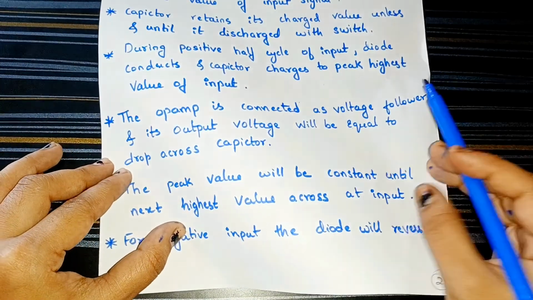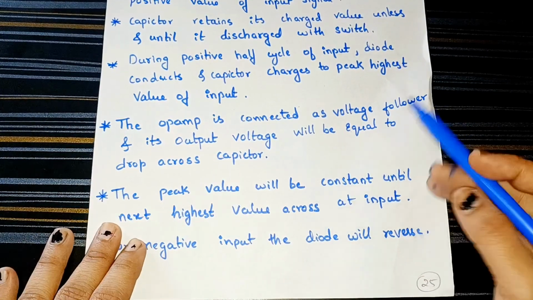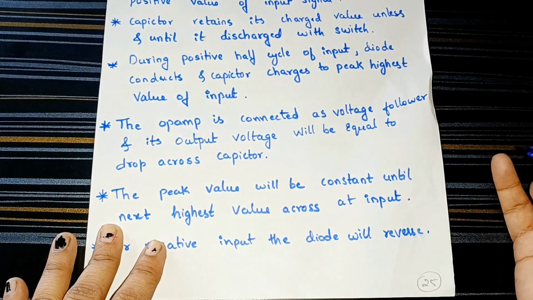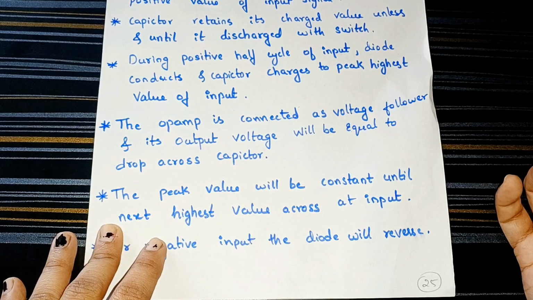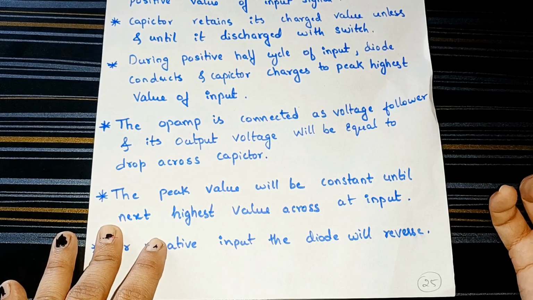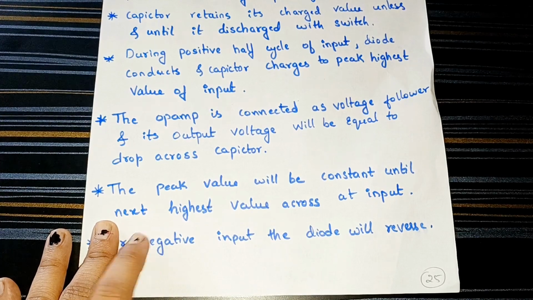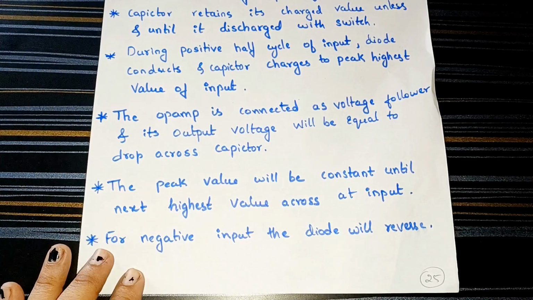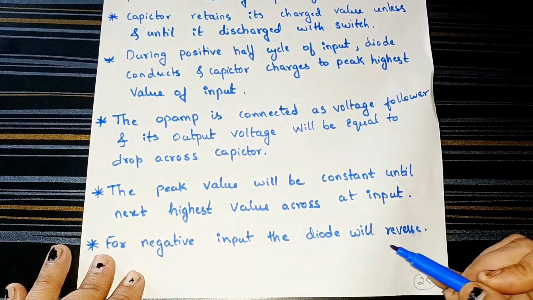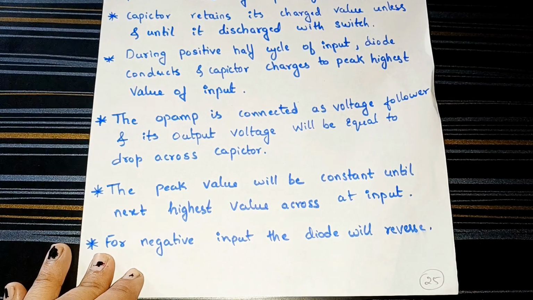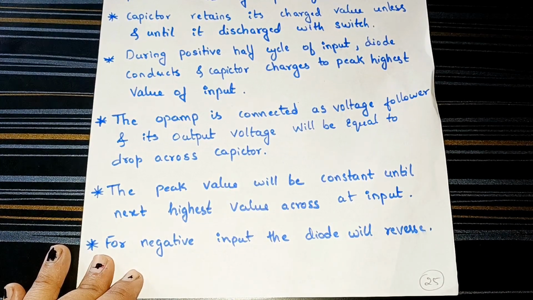Next, the peak value stays constant until we get the next highest peak value of the input. Until we get another higher peak, the previous one is kept constant, and for negative input the diode will get reverse biased. So in the negative situation the diode is reversed.